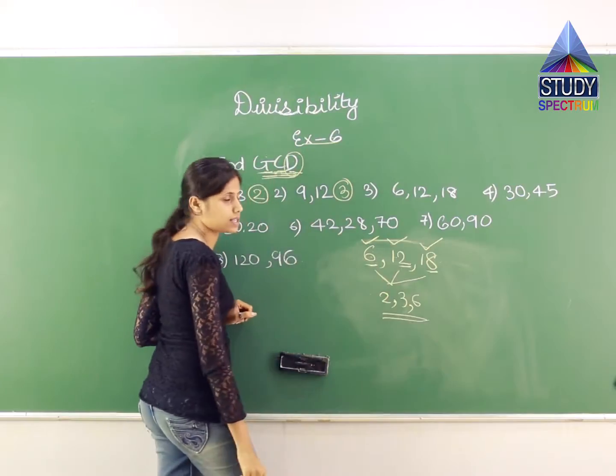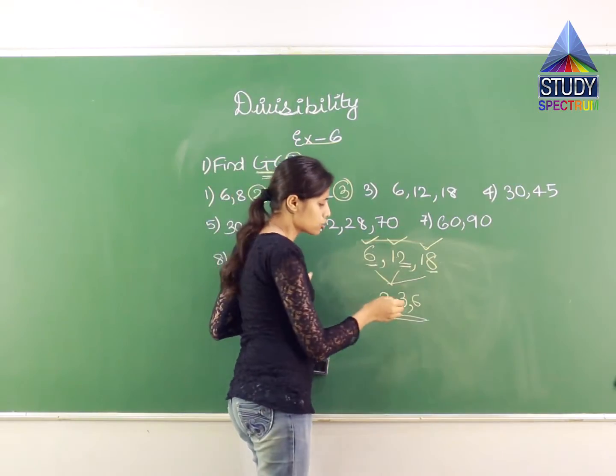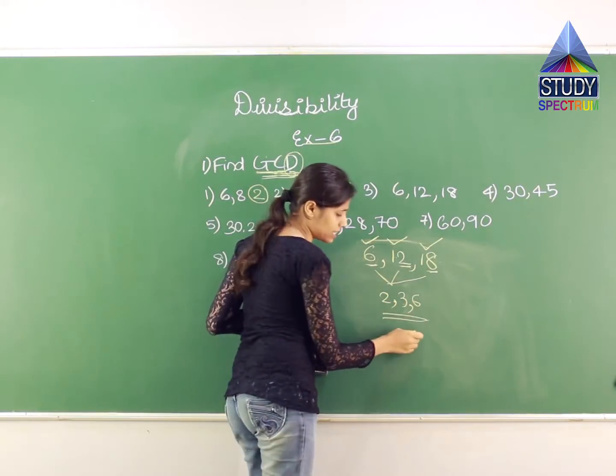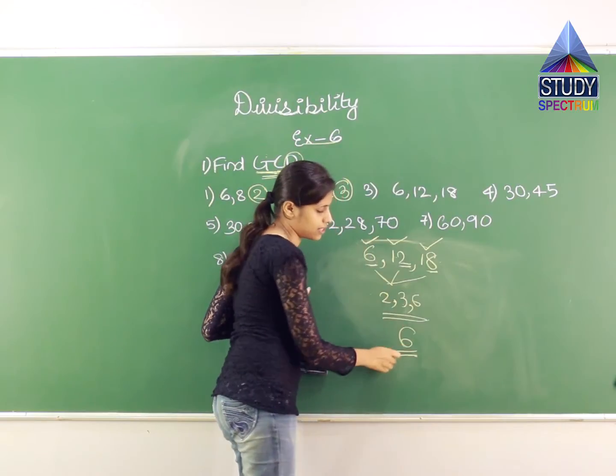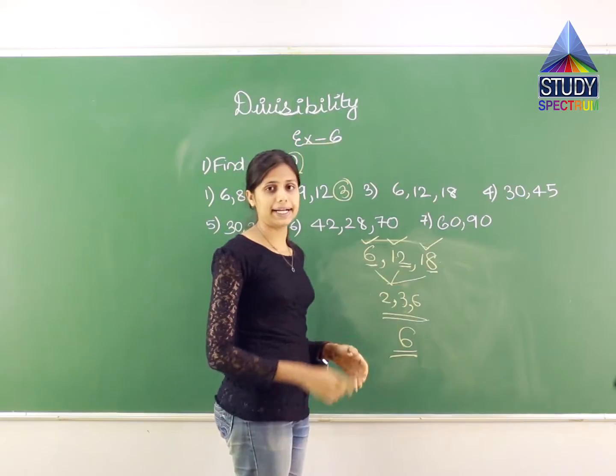These are the common divisors. But greatest common divisor, greatest मतलब सबसे बड़ा. So tell me, out of 2, 3 and 6, which is the greatest number? Greatest common divisor is 6. So I can say that 6 is the GCD for 6, 12 and 18.